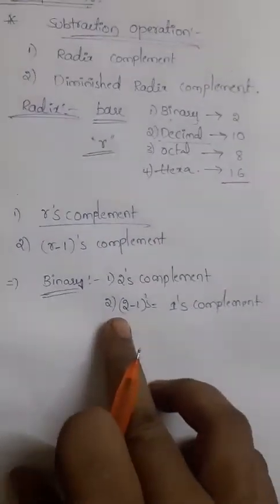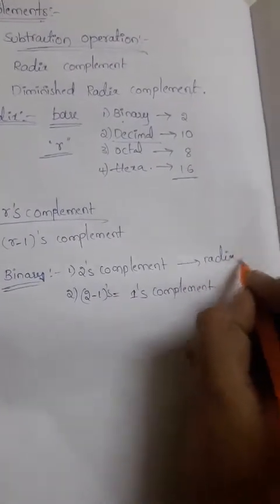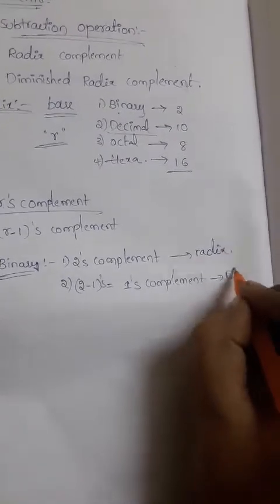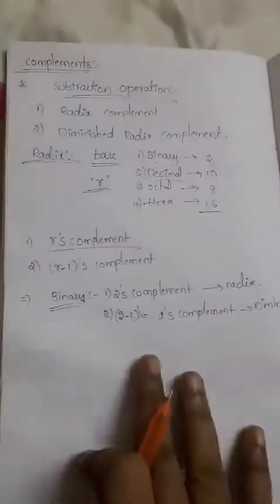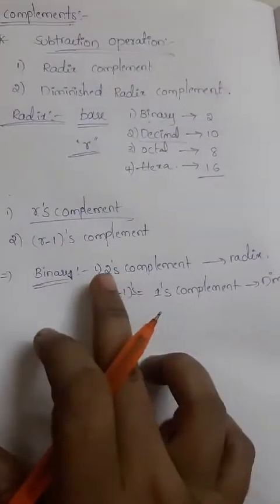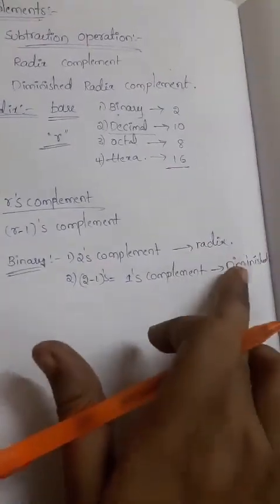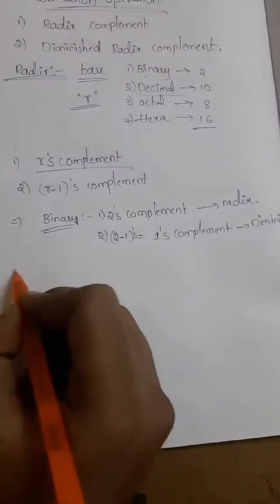Okay, so that is related to the radix complement, the first method, and this is the diminished radix complement. Like that, every number system has an r's complement and an (r minus 1)'s complement. That means every number system has the radix complement and the diminished radix complement. So like that I can define it here.